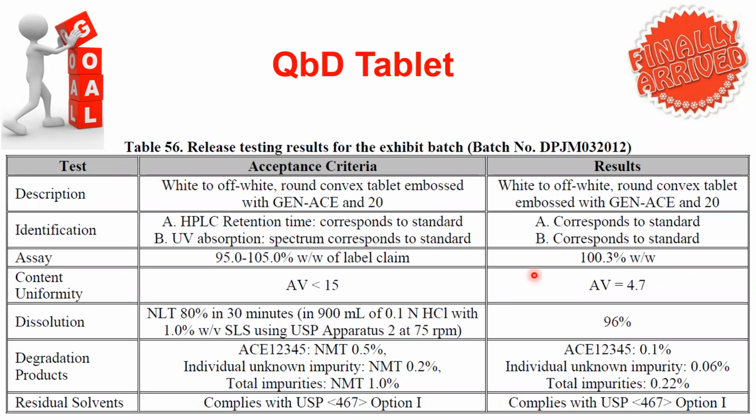Content uniformity, as per the accepted criteria, should be less than 15, but they got around 4.7, which is near to 1. Usually less than 15 is acceptable, but the analysis is very good, getting 4.7.